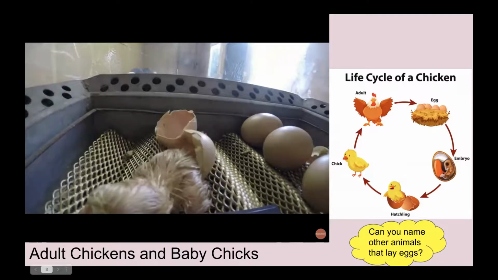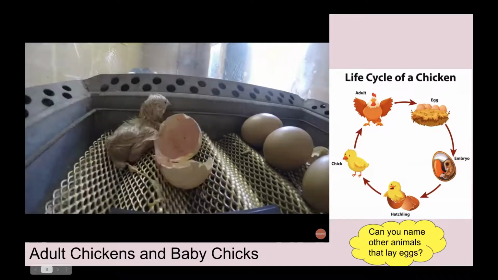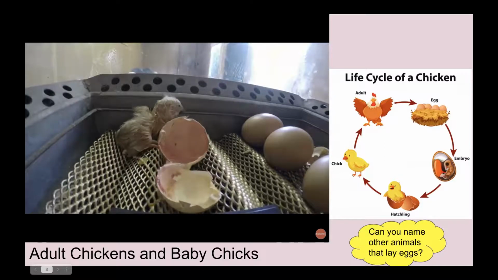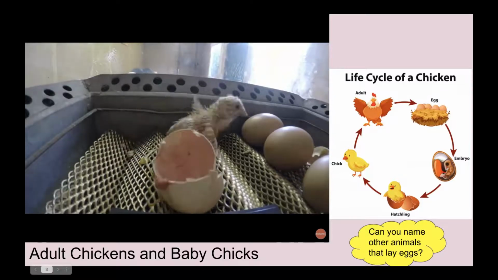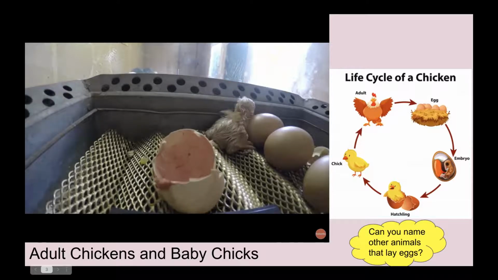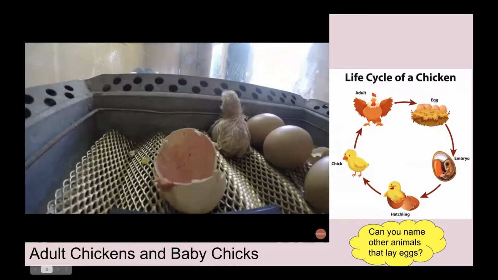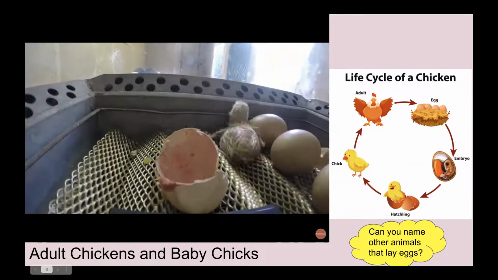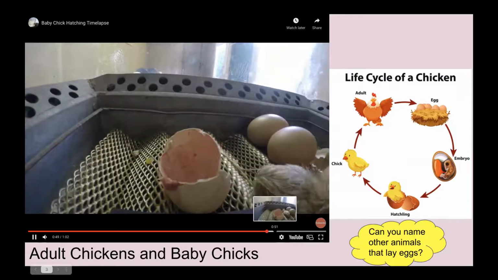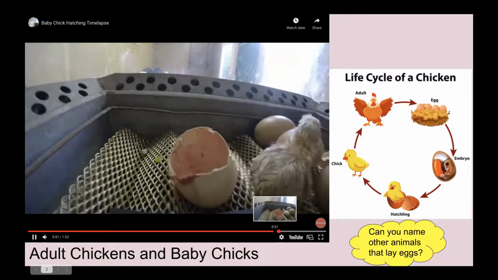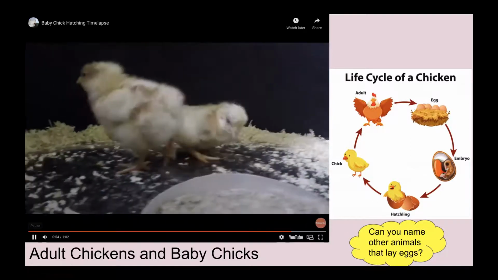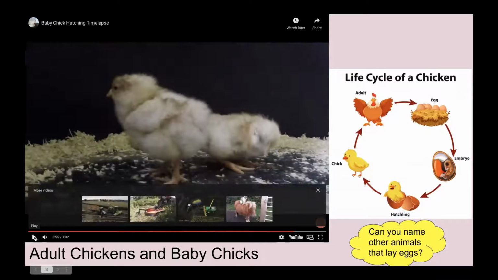And do you think that baby chick is going to look like that forever throughout its life? So hopefully you said no. Eventually that baby chick, once it meets its needs, it gets its food and water and proper care, it will eventually grow and turn into an adult chicken. So we call that a life cycle. It's how an animal or plant changes as it grows. And I'll stop that video there. And just on a side note, on your own time, see if you can name some other animals that lay eggs. We already talked about a chicken, but can you think of other animals that lay eggs too?